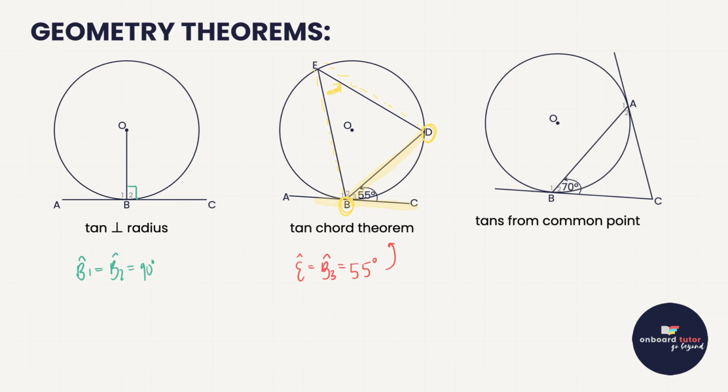Okay, and then tangents from a common point. So if you look at that one, you'll see these tangents both originate here from point C, and then this one flows to A, and this one flows to B. Okay, tangents from a common point are equal in length. So what that means is that AC is equal to BC, and that's because of tans from a common point.